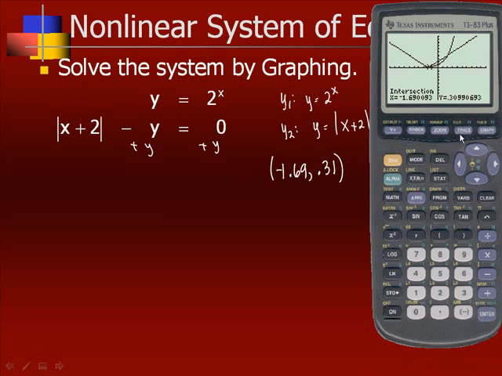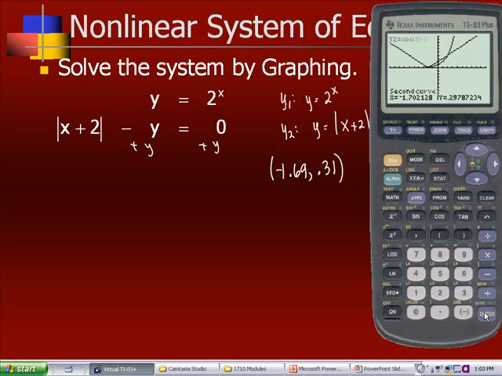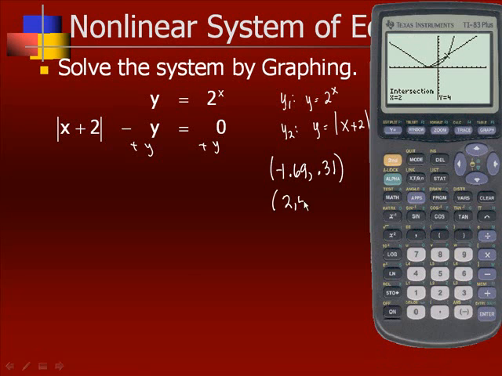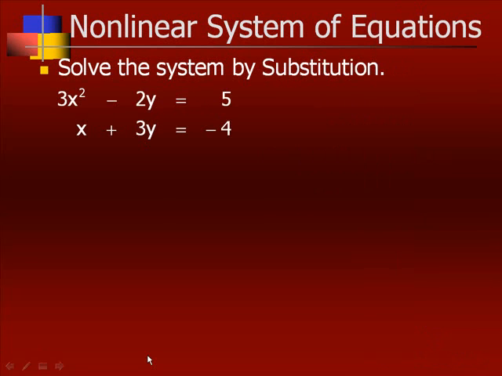Now we're going to see if we can find the other one. Second, calculate number 5, enter, enter. Let's move our cursor up closer to the other one. And the second solution would be x is 2, y is 4. Okay, now let's solve this system by substitution.